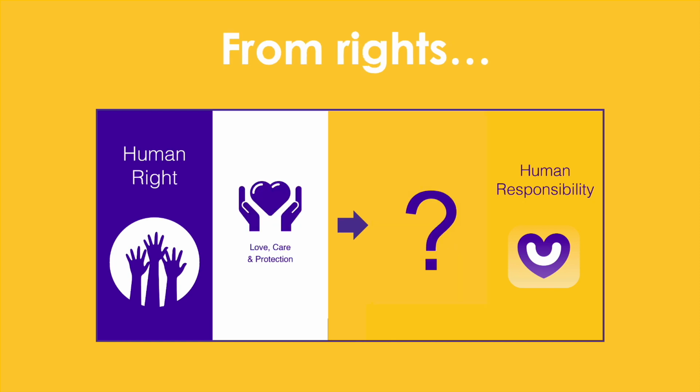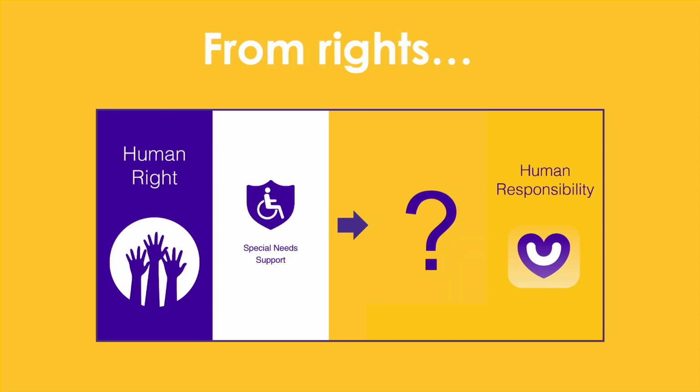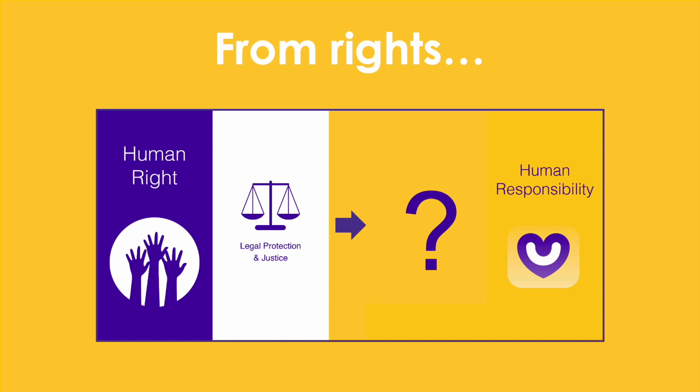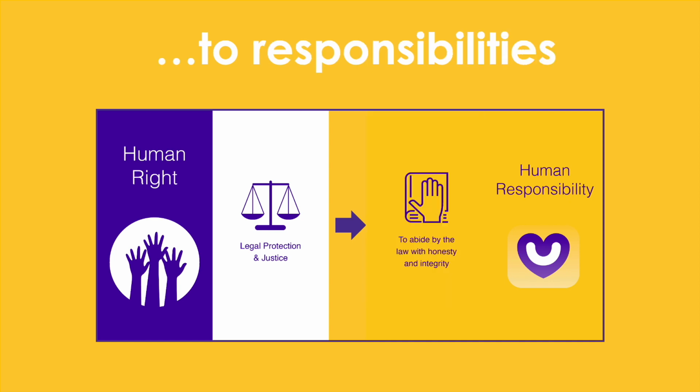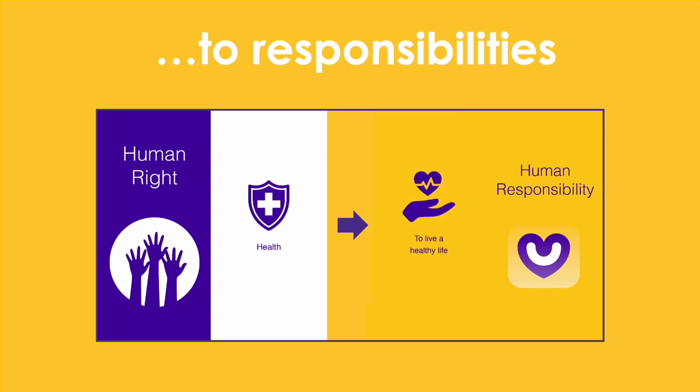If you have a human right to love, care, and protection, your human responsibility is to love, care, and protect others. If you have a human right to special needs support, your human responsibility is to accept and embrace differences and diversity in others. If you have a human right to legal protection and justice, your human responsibility is to abide by the law with honesty and integrity. If you have a human right to health, your human responsibility is to live a healthy life.